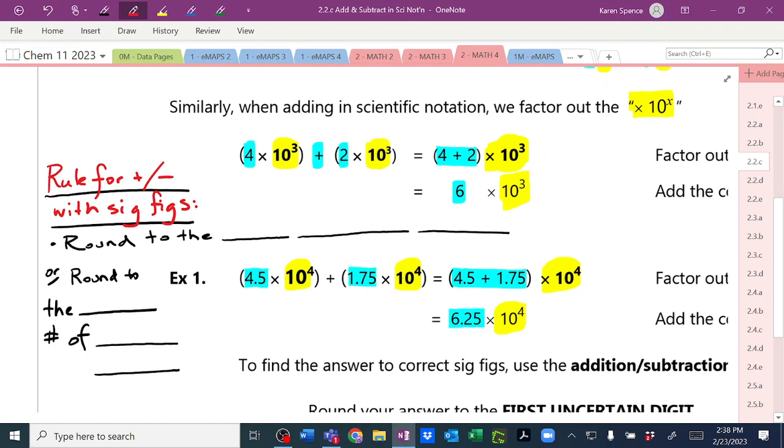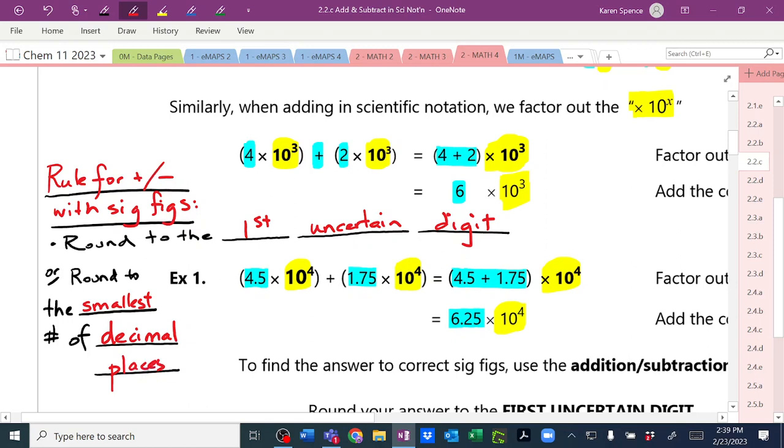Round to the first uncertain digit. Yes, that's my favorite way of doing it. However, it is also okay to round to the smallest number of, not sig figs, decimal places. Okay? Now, I don't mind which one you use. I'm going to do both here so you can see both of them work.